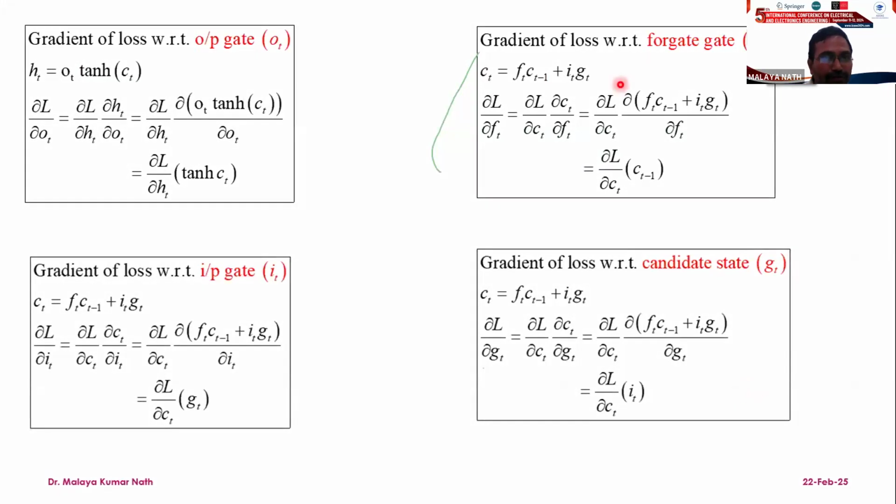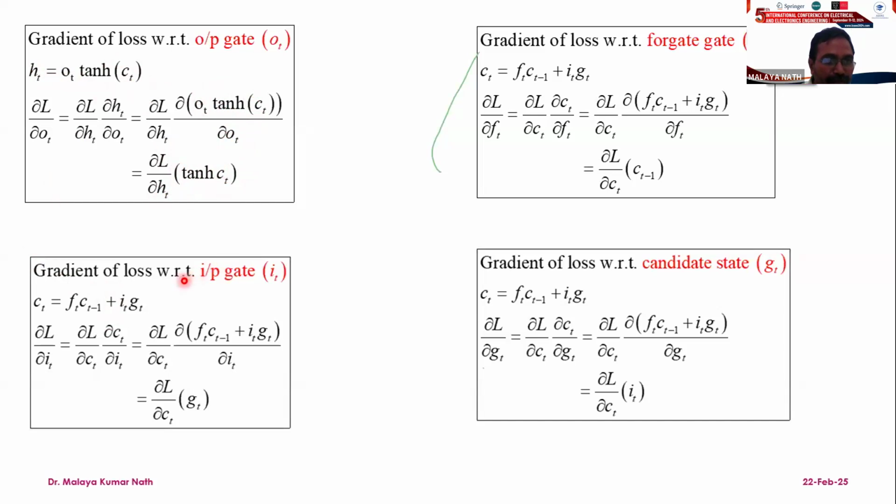Now the gradient of loss with respect to the output. The derivative of loss with respect to the output can be computed as the derivative of loss with respect to ht times the derivative of ht with respect to ot. What is ht? ht is equal to ot tanh ct. We substitute it and calculate the derivative. We get del L by del ht times tanh(ct).